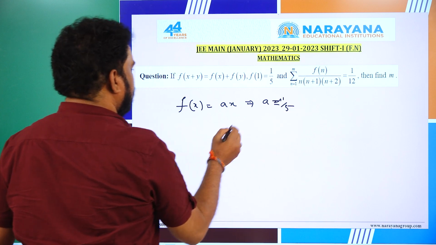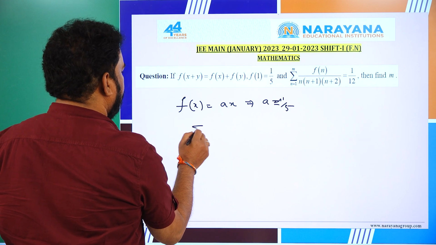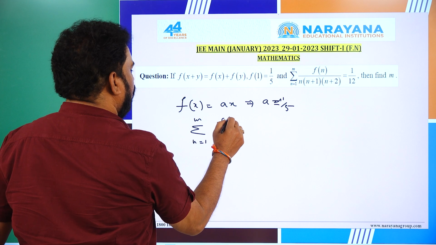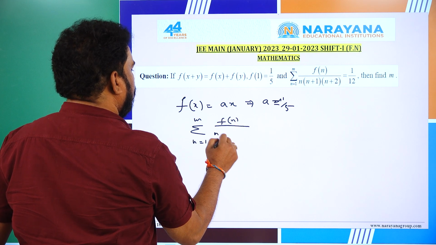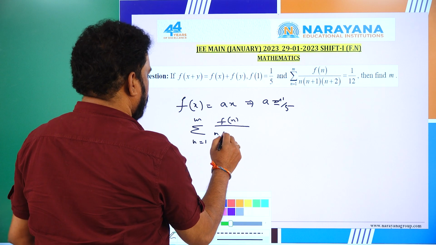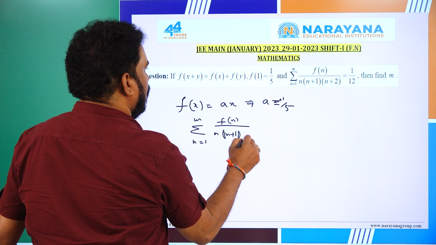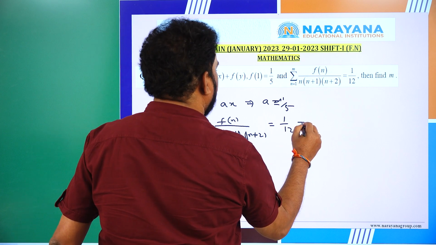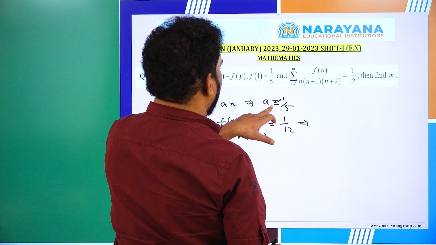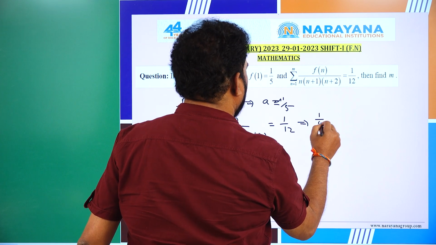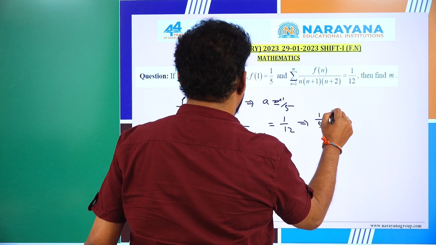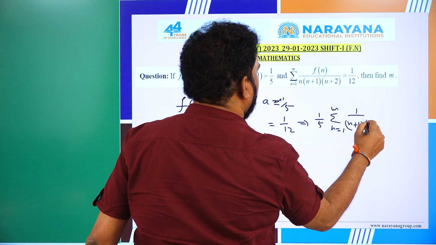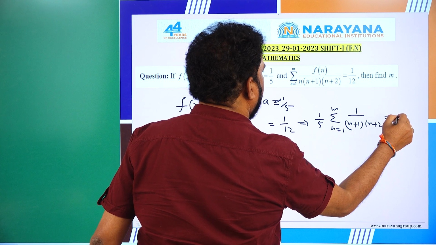Now, come to the question. Sigma n = 1 to m of f(n) divided by n(n+1)(n+2) is equal to 1/12. So f(n) = (1/5)n. So we get 1/5 sigma n = 1 to m, n gets cancelled, and we get 1/((n+1)(n+2)), which equals 1/12.